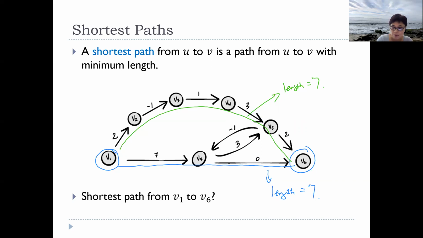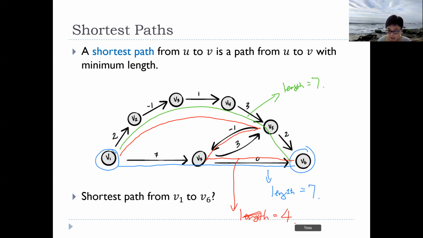Well, some of you may already observe that I could maybe go this way. First I get to V5, then I follow to V7, and then from V7 go to V6. The length of this path is 2 plus minus 1 plus 1 plus 3 minus 1. So we get that the length of this path is only 4. You can try, there's no shorter way. So this is the shortest path to go from V1 to V6.